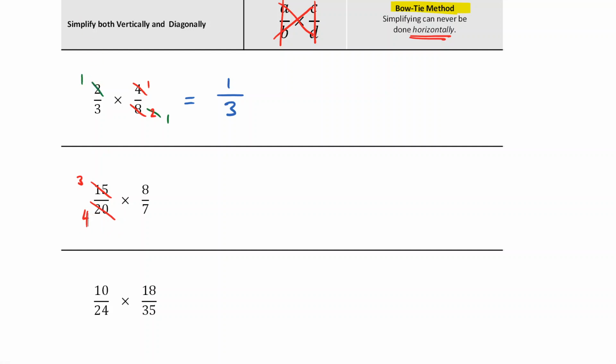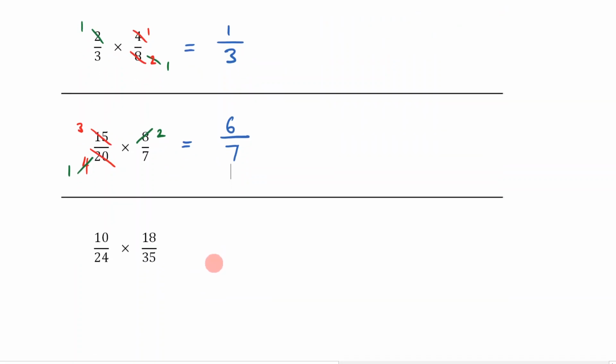Is there anything else I can simplify here? Have a look. 8 and 4, that simplifies. 4 divided by 4 is 1, and 8 divided by 4 is 2. So now, when I come to answer this, I would go 3 times 2 is 6. 1 times 7 is 7. Perfect. Last one, make sure you're pausing the video and giving it a go yourself.